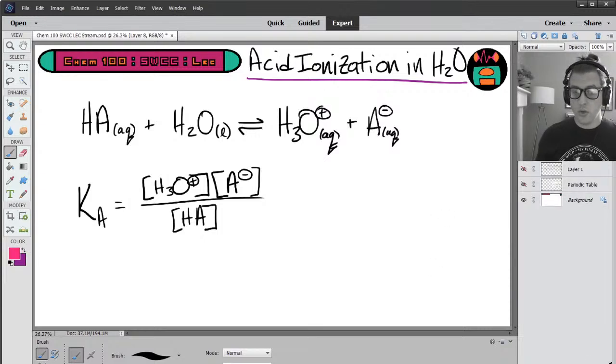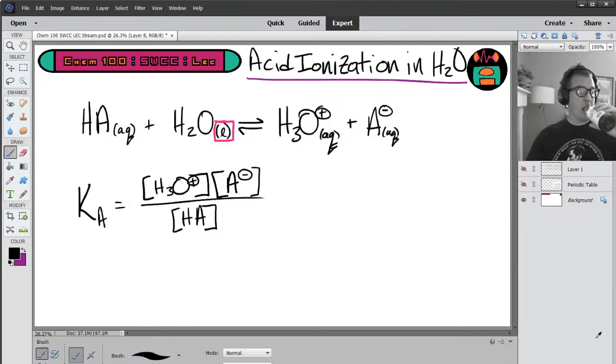Remember, you never include solids or liquids in the equilibrium constant. They're a no-go because they have a constant concentration. That concentration isn't changing. So only aqueous media and gaseous substances make it into an equilibrium constant.